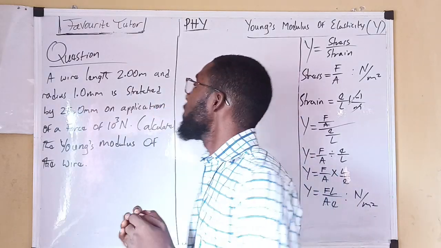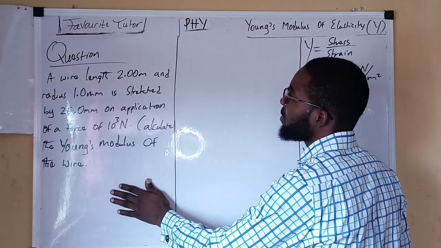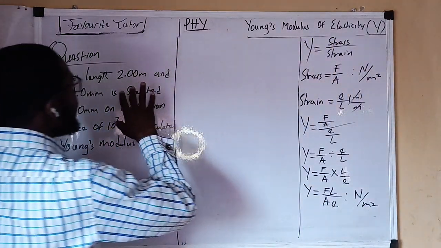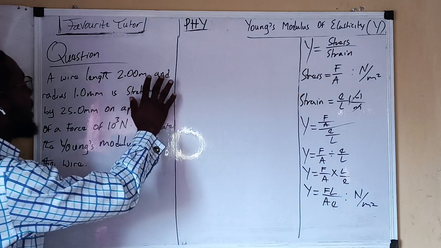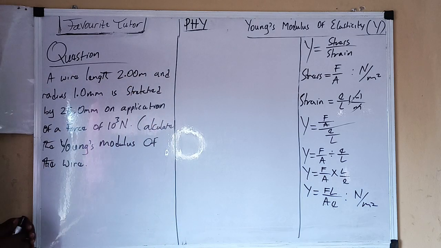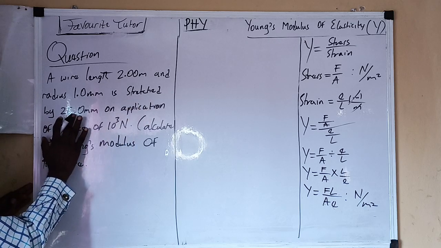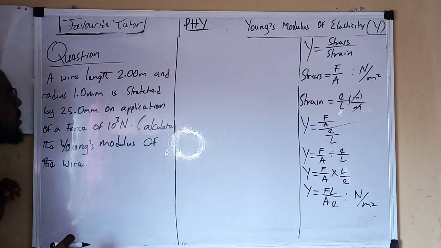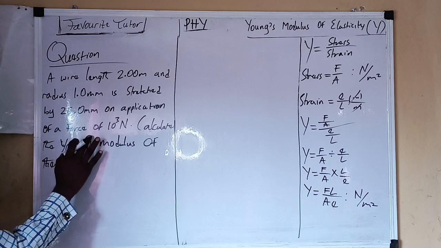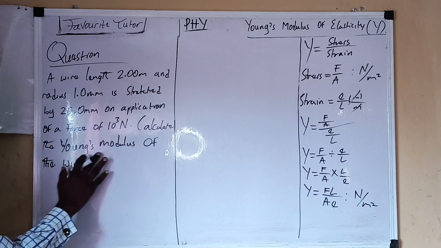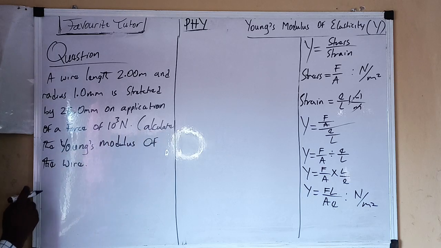Okay. All right, I have a question on the board. We are going to solve this question. It says a wire of length 2.00 meter and radius 1.0 millimeter is stretched by 25.0 millimeter on application of a force of 10 raised to the power of 3 Newton. Calculate the Young modulus of the wire.